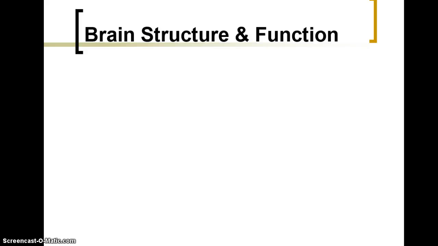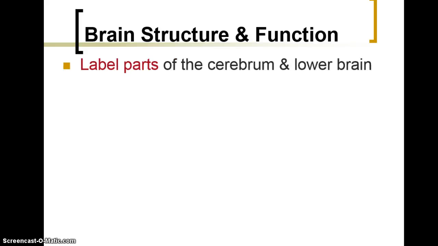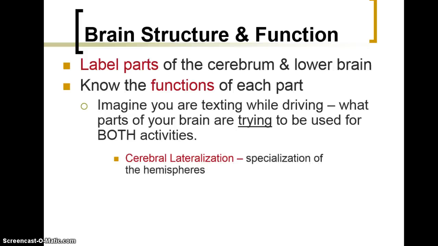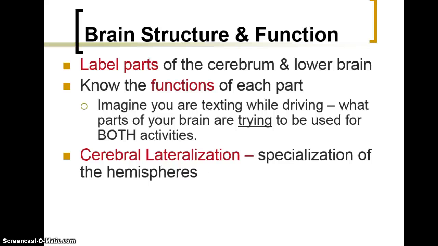Brain structures, we've spent a lot of time reviewing those. Make sure you can not only label but also know the functions of the part of the brain. And a good way to do this is to practice, take any activity. I use texting and driving, and talk about which parts of your brain are being used for those activities. The opposite of using all of your brain is cerebral lateralization, when we've got that specialization of the hemisphere.